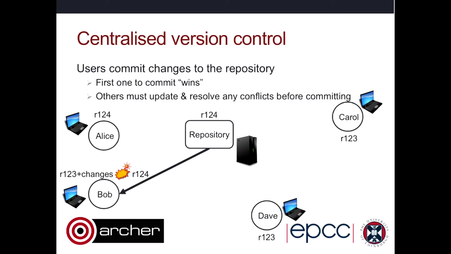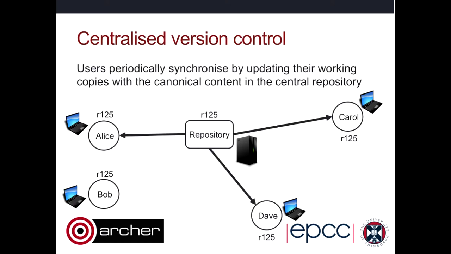So there's potentially conflict between Bob's changes to revision 1.2.3 and Alice's commit revision 1.2.4. Once Bob has resolved those changes, he can commit, recording revision 1.2.5 in the repository. And all the users can update their working copy to grab this latest revision. So this is the basic workflow for the centralized version control model. Users periodically synchronize their working copies by updating with the latest commits in the repository, and they're forced to do so if they want to commit.